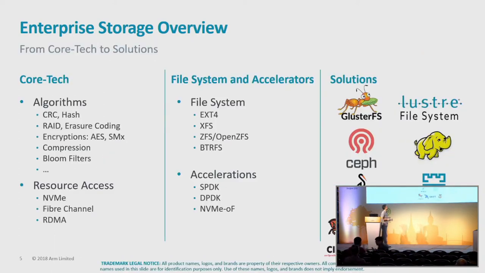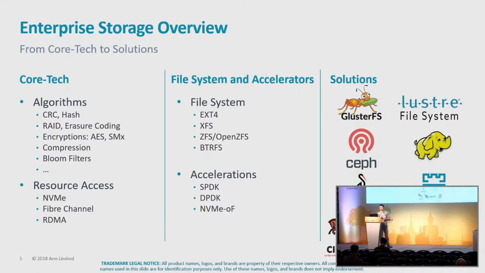So while storage is categorized into different tiers according to the diverse workloads, there are still some common underlying things to support these different user scenarios, from core technologies to file systems. And also there are different high-level solutions to match these various requirements. The core technology stays at the heart of this storage solution to achieve the requirements in terms of performance or capacity or other user-desired specifications. And two parts play key roles here. The first is the algorithm, and the other is the way to access resources.